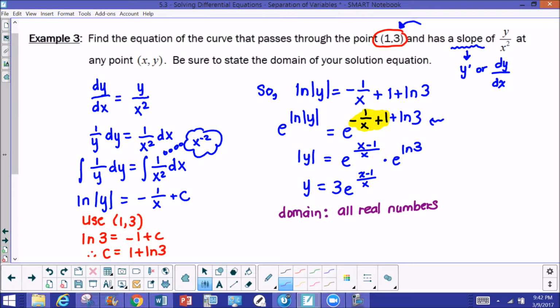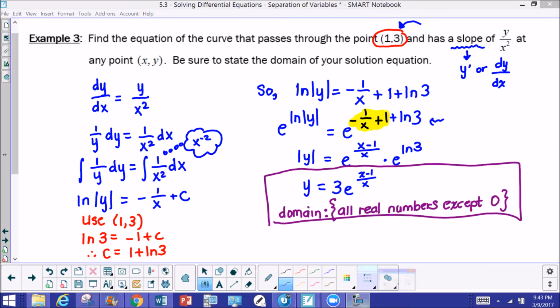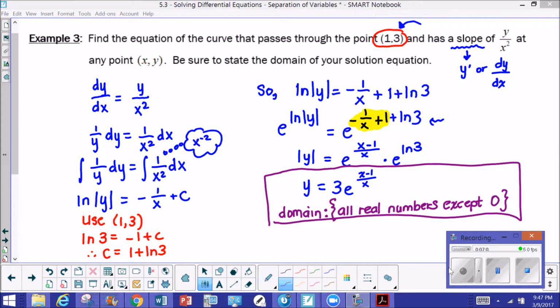So I'm going to proclaim the domain to be all real numbers except 0. That's okay. I'll write it in set notation using some language. It'll work for us. So there it is. That would take care of this particular example. These two things pieced together would be your final answer. So it seems as if we are convinced that that domain is all real numbers.